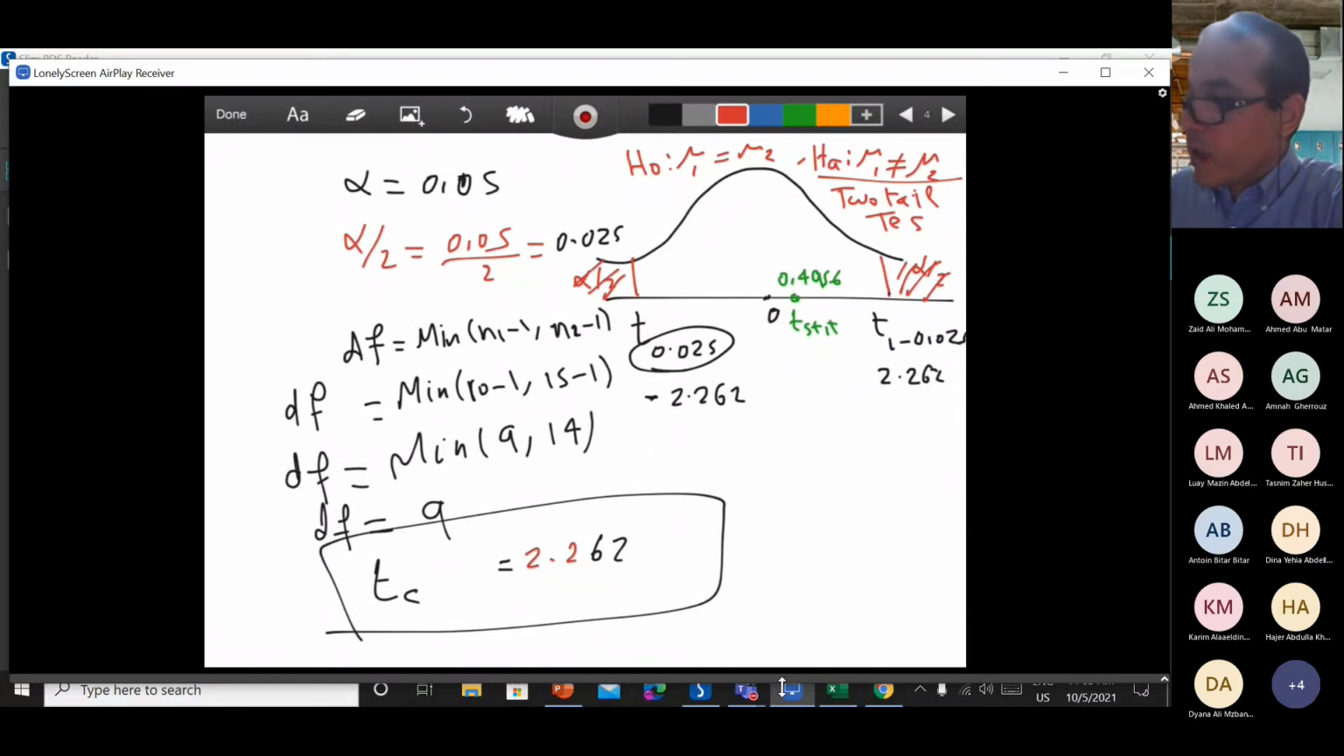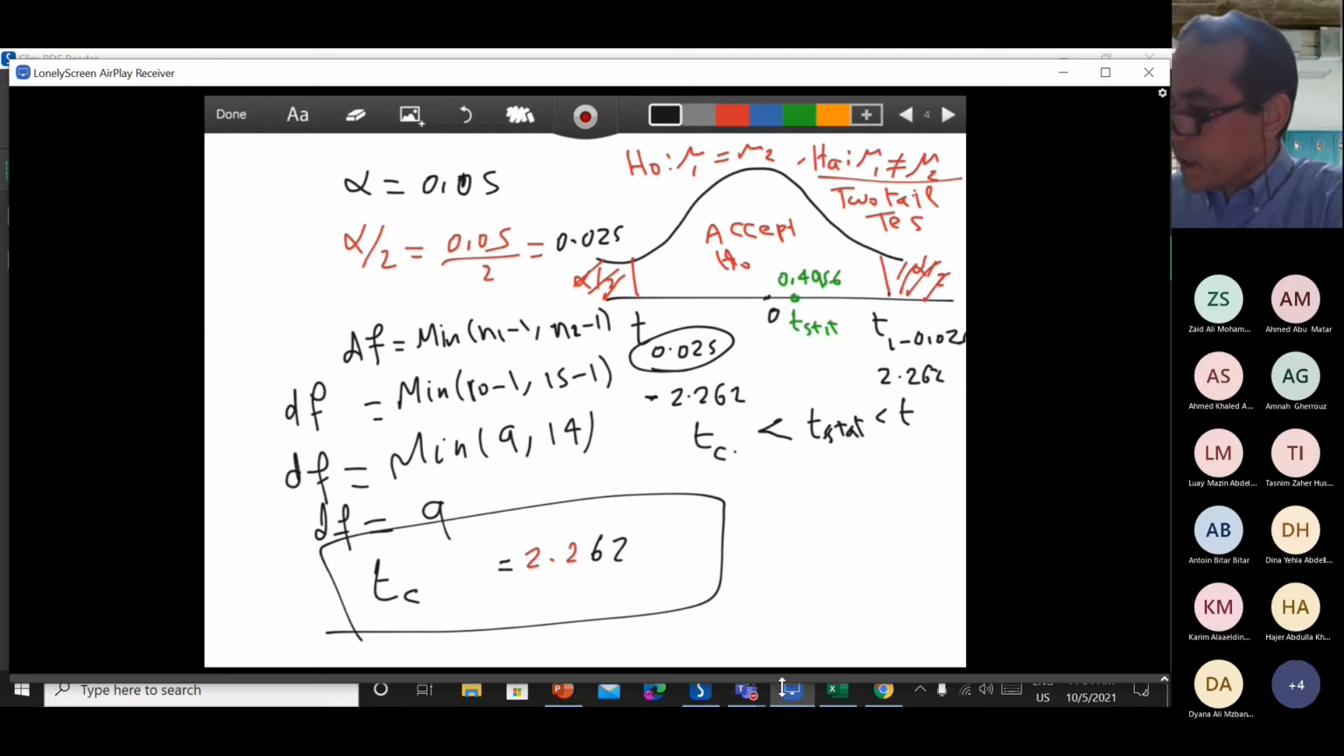So your stat value is lying in the acceptance area. This is the area for acceptance for H naught, right? So you will accept the H naught. So what's your summary? You accept H naught because the T stat lies, or I can write it in a nice way: T stat between T critical number 1 and T critical number 2, this negative and this a positive one, right?